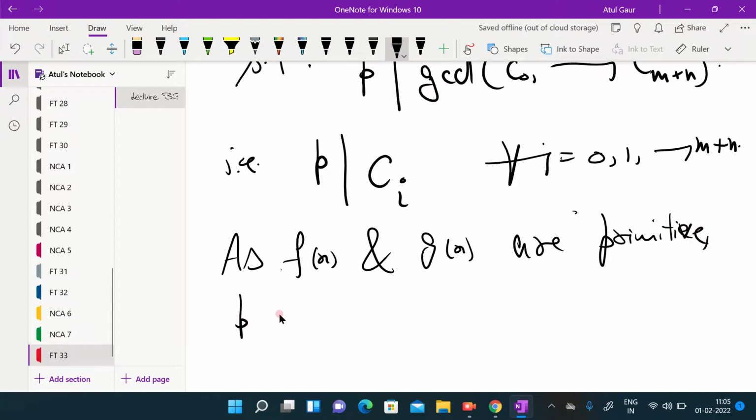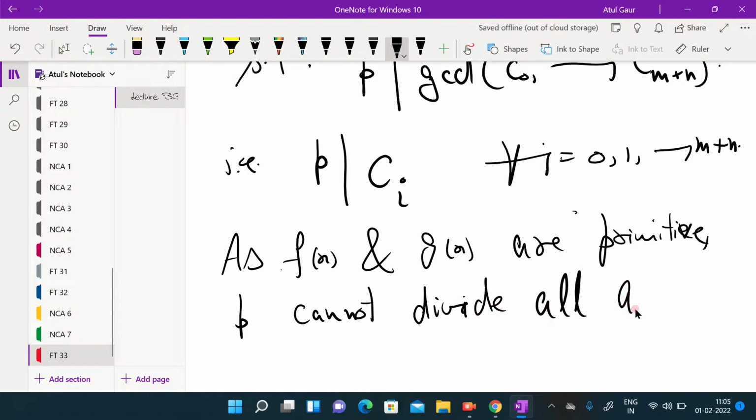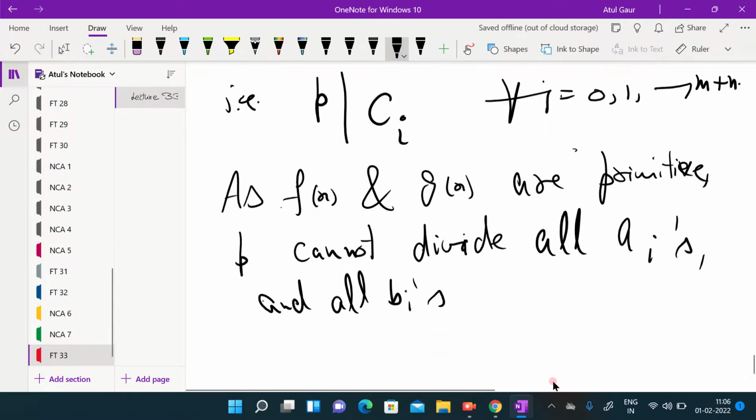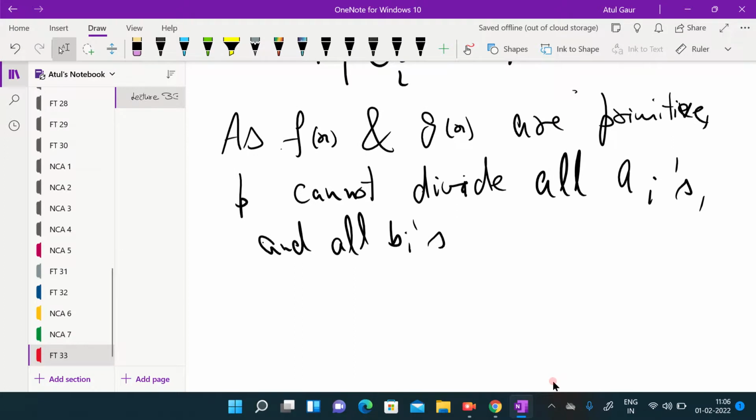So P cannot divide all AIs and all BIs. ठीक है? That means के कोई तो A होगा, AI होगा जो that is not divisible. ठीक है?